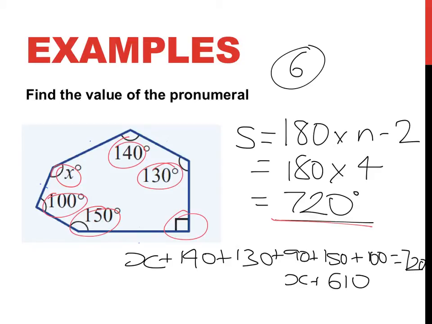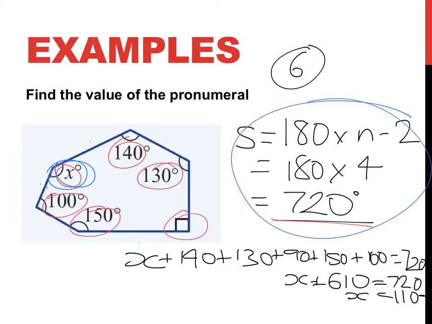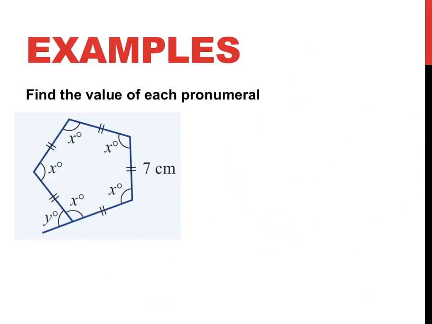X plus 610 equals 720. So X is going to equal 720 minus 610. X is going to equal 110 degrees. Okay, so x here for this example is 110. First thing you need to do, work out what the angles should all add up to. Second thing you need to do is minus that from the information that you know. Okay, you could also be asked a question like this.